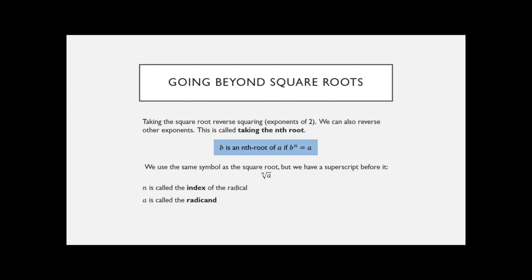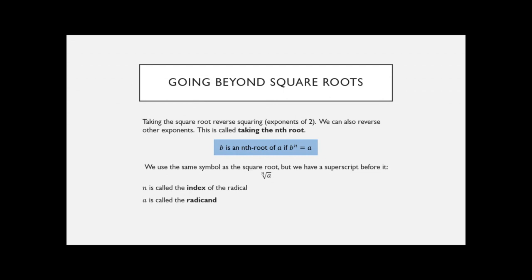So if the exponent is 3, instead of calling it a third root, we call it a cubed root because the cube has 3 sides. But we've got the 4th root, the 5th root, the 6th root. The rest of them follow that pattern of the "th" kind of thing. So basically the definition is the same. It's just a different exponent instead of 2.